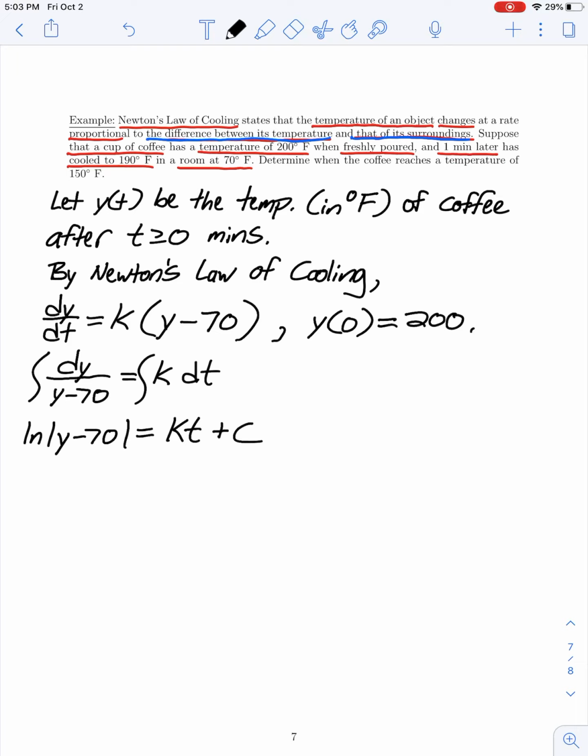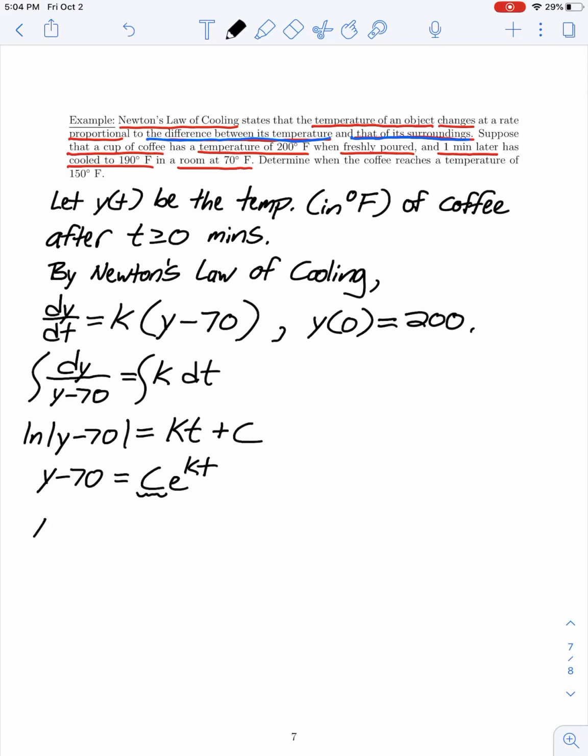So to solve for y, I would first exponentiate on both sides. So we would have y minus 70 is equal to e to the kt plus c, which can be rewritten as some constant times e to the kt. So using the same argument that we had in the first part of this section and in our previous problem, we can rewrite that exponential of a sum as the product of the exponentials, and then e to an arbitrary constant is just some new arbitrary constant in front of the e to the kt term.